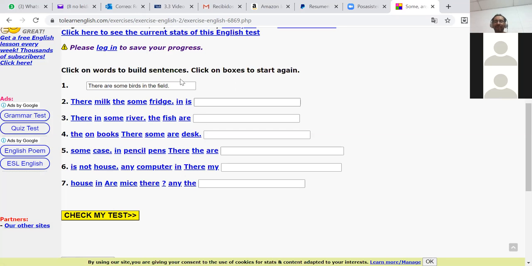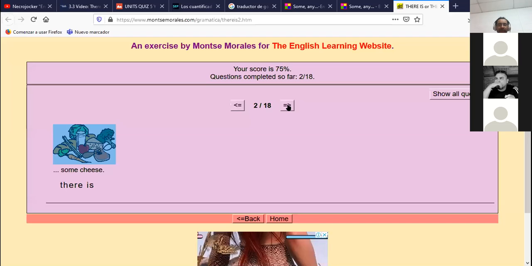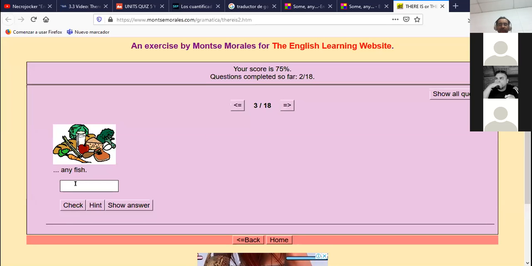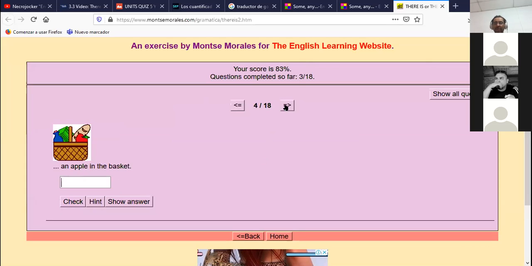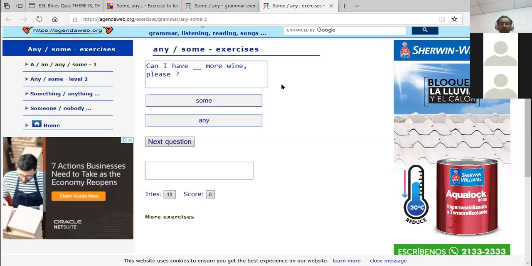Maybe in the second one. There is... to make it negative, there isn't. Yes, it's correct. An apple in the basket. There is. Some more wine, please.